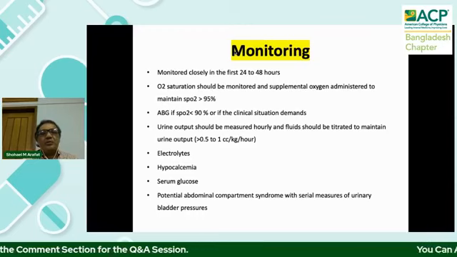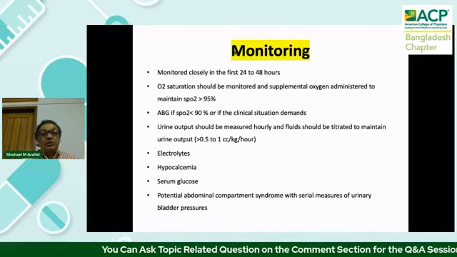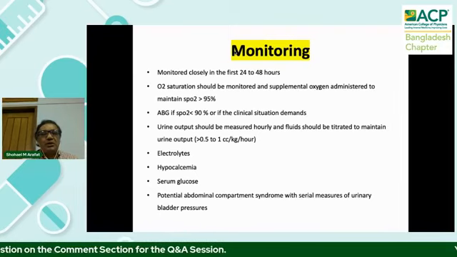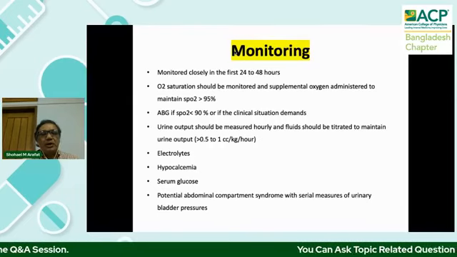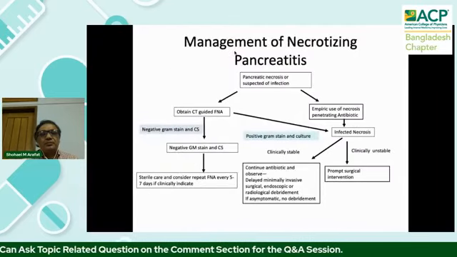Then about monitoring, we will monitor the patients in ICU or HDU, or in a high care unit if possible. We have to do some tests. We have to keep an eye on urine output. We have to maintain the electrolyte balance. There may be hypocalcemia, there may be hypercalcemia. The blood sugar may go up. So we have to be careful and monitor almost every day. And we also have to look out for abdominal compartment syndrome. So this is pancreatitis in general.